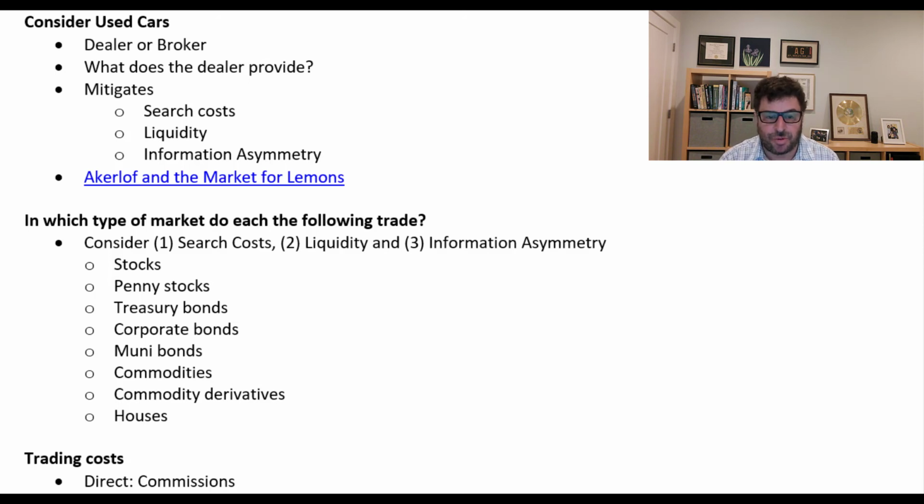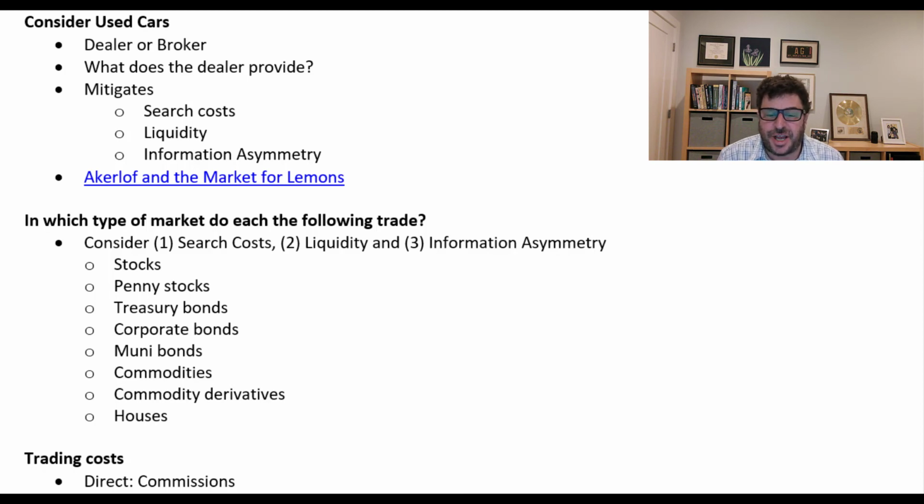Because this is a repeated game for them, because they need to maintain this reputation, they are incented to actually solve this information asymmetry by using their expertise. And so these are the three main benefits that car dealers provide. First is they mitigate search costs. Second is they provide liquidity. And third is they mitigate this information asymmetry problem in which the seller of the asset knows more about the quality than the buyer of the asset.